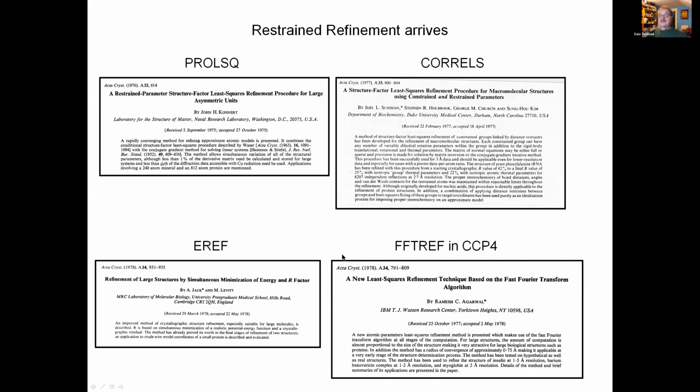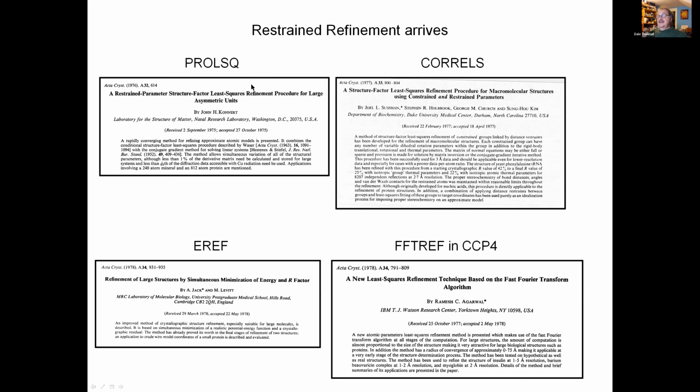And all these programs were coming out at the same sort of time. Corals came out in 1977, EREF came out in 1978, and FFT-REF came out also in 1978. So just 3 to 5 years after the first structure was refined, people had come up with programs that could do the work of this refinement without all that manual intervention.